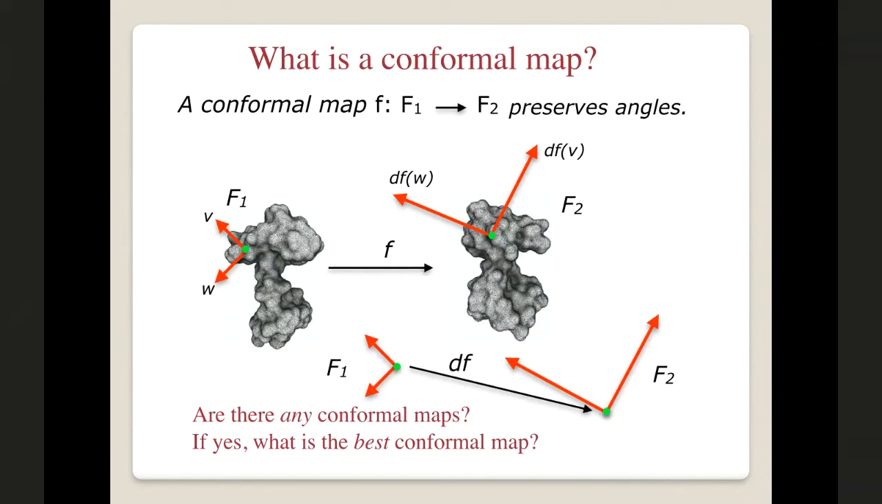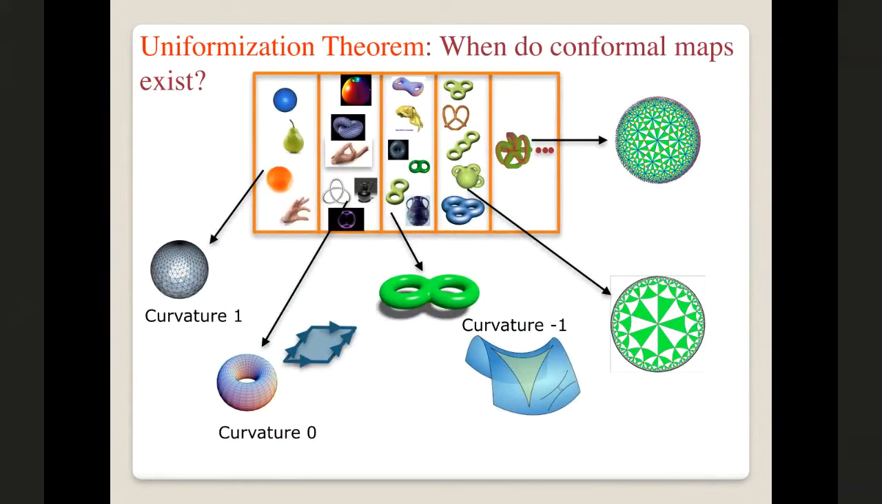So we're going to work with conformal maps, and the two questions we're faced with are, well, how do we know that there are any of these maps with these special properties? And if there are some, how do we find the best conformal map? What do we mean by best? And this question of existence of these conformal maps is a very classical problem that's been much studied. It's closely connected to the question of finding constant curvature metrics on surfaces, which is called the uniformization theorem. And it's very well understood at this point.